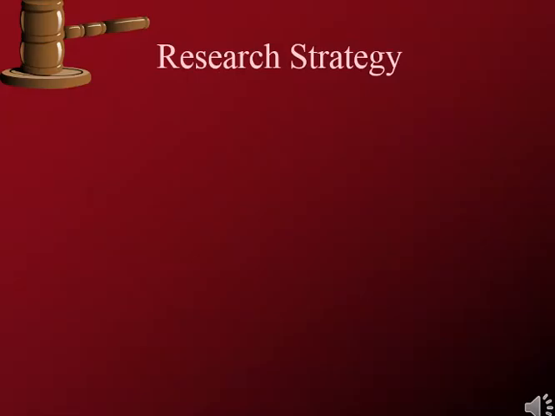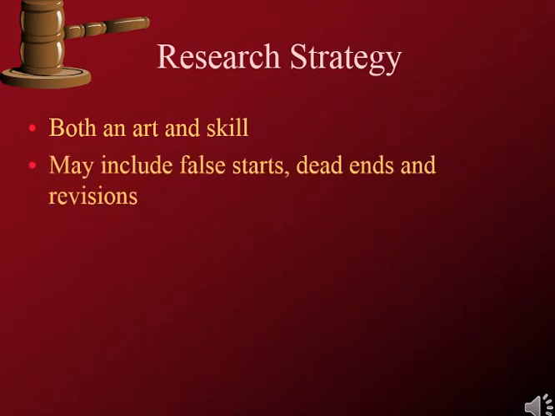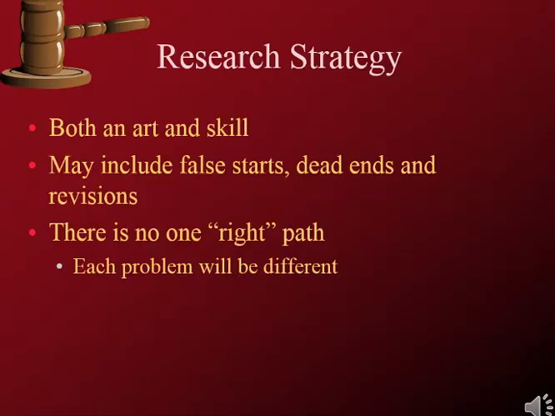In order to research effectively, you need to have a plan. So let's talk about strategy. Research is both an art and a skill. Sometimes you think you're doing well and then you have a false start, find some dead ends, and you just have to be patient and be willing to start over again. Keep in mind, students often ask me, where should I start my research? Where's the best place to start? The truth is, it depends. There is no one right path to research. Each problem is going to be different.